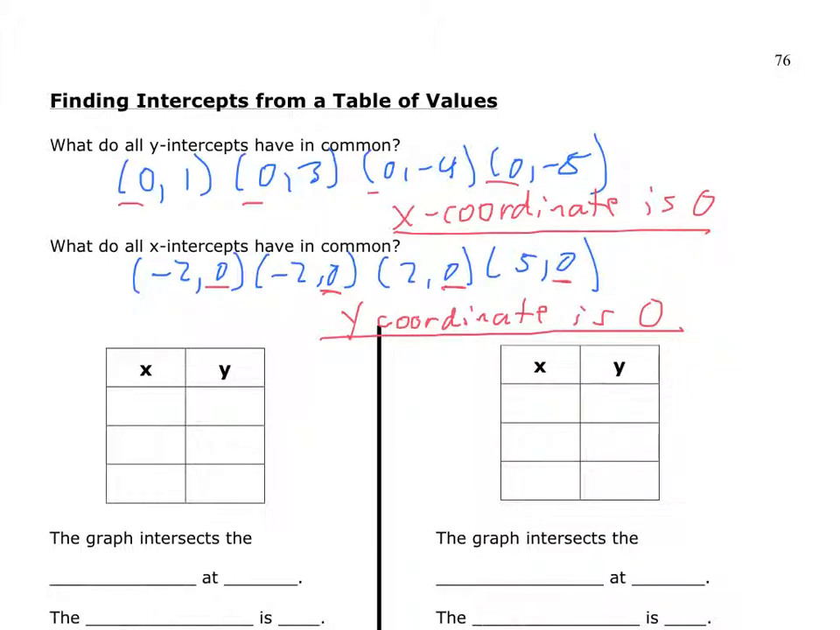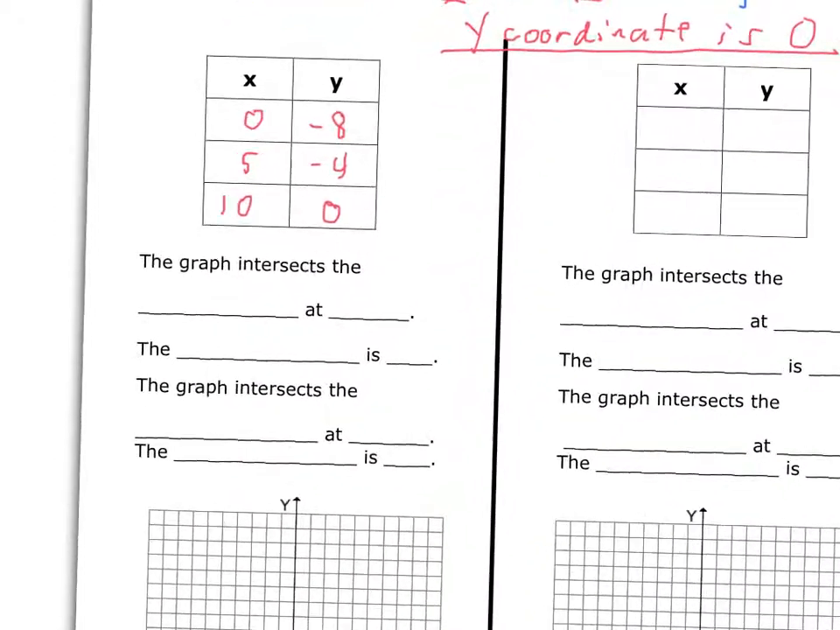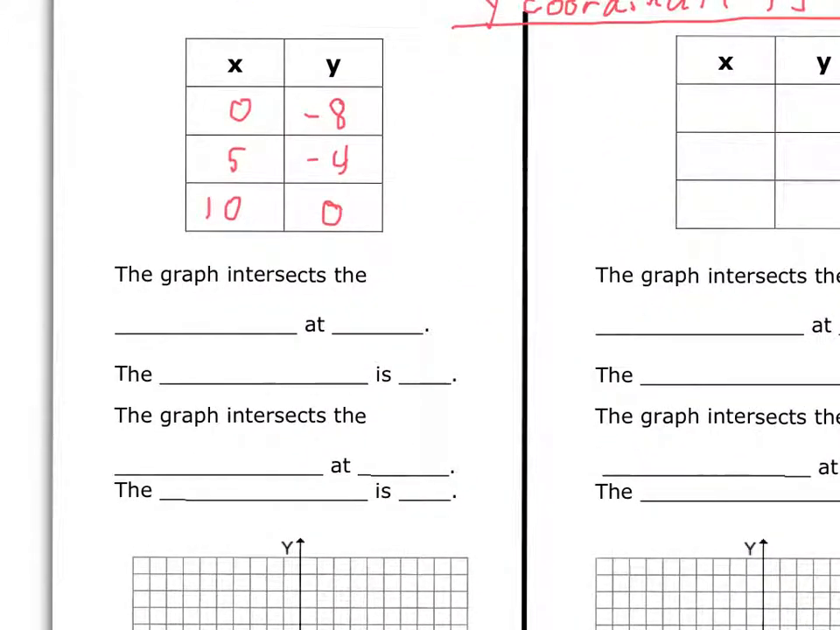Okay? So let's try a few. Go ahead and fill in these different values. Okay, so we have 0, 5, and 10 on your x side, and -8, -4, and 0 on your y side. And we want to go ahead and identify what's the y-intercept and what the x-intercept is.